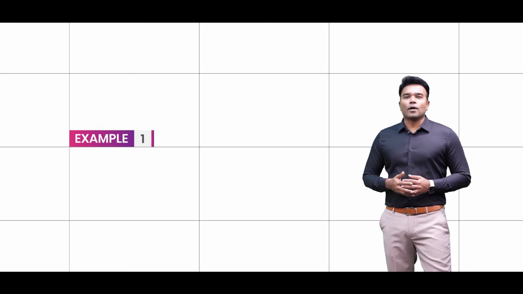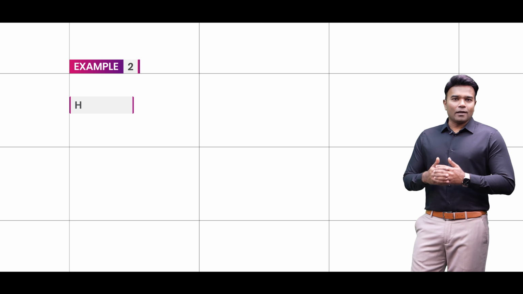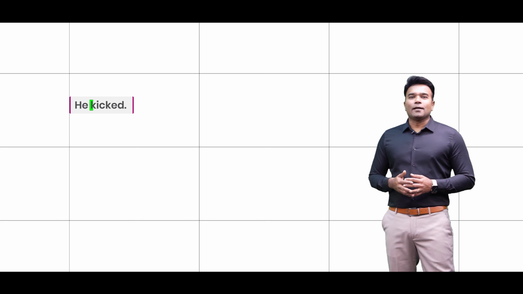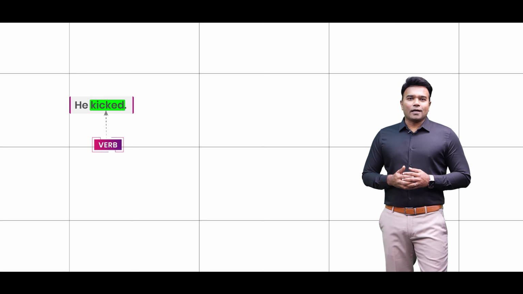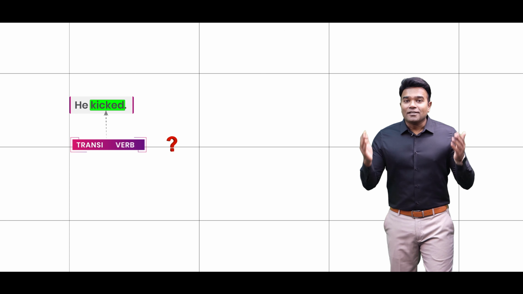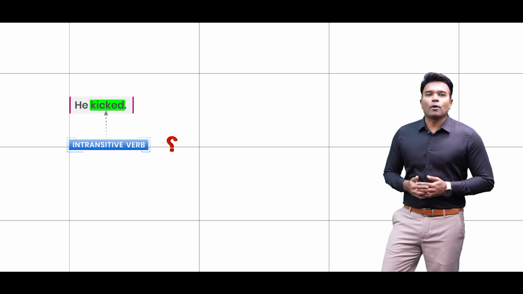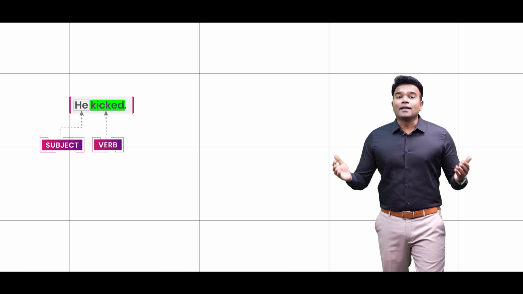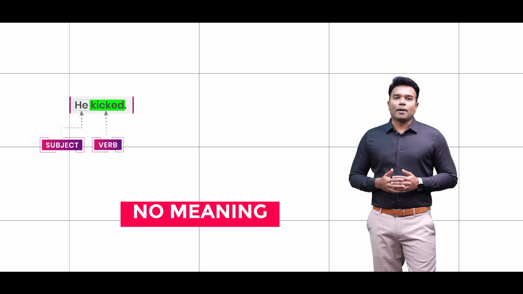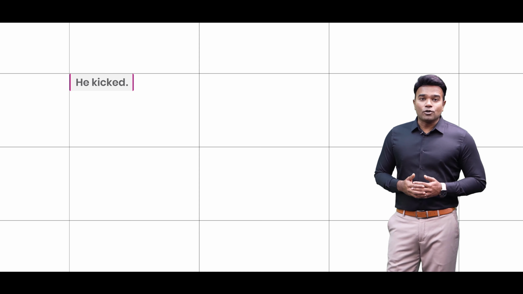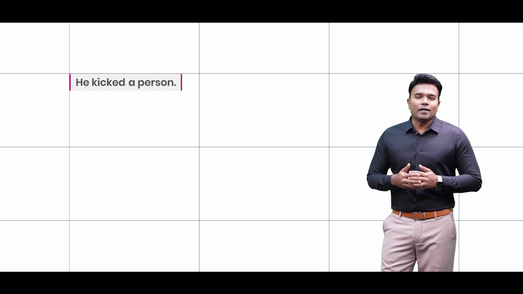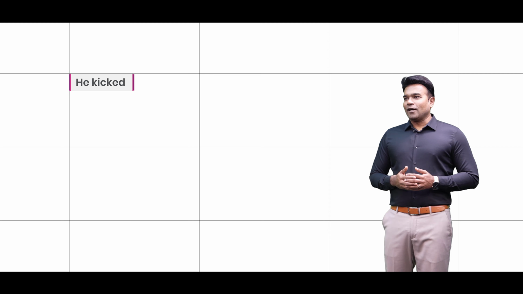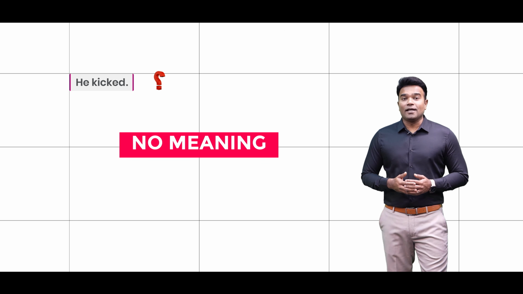Anyway, let me give you a few more examples. Have a look at this sentence. Again, in this sentence, you know that kicked happens to be the verb, but then the question is whether it is the transitive verb or the intransitive verb. Anyway, by now I'm sure you understand that he happens to be the subject in this sentence. But then again, as a whole, the sentence doesn't make any complete meaning because we do not know as to what he kicked. Whether he kicked another person or whether he kicked a rock or what is it that he kicked is not really completely clear.